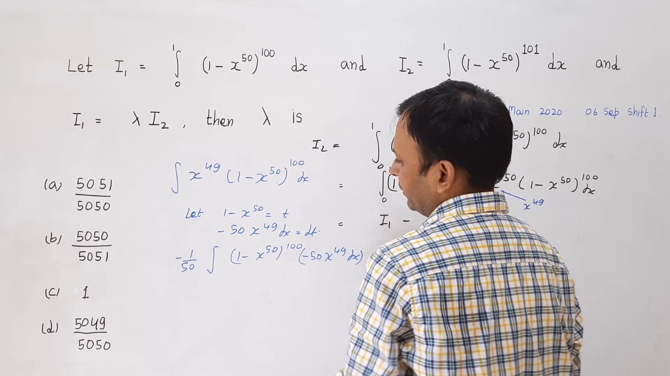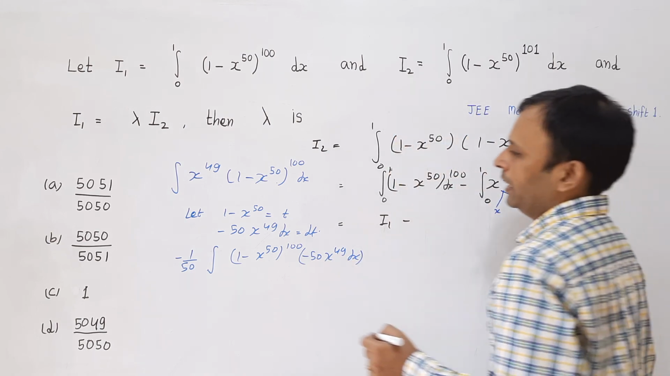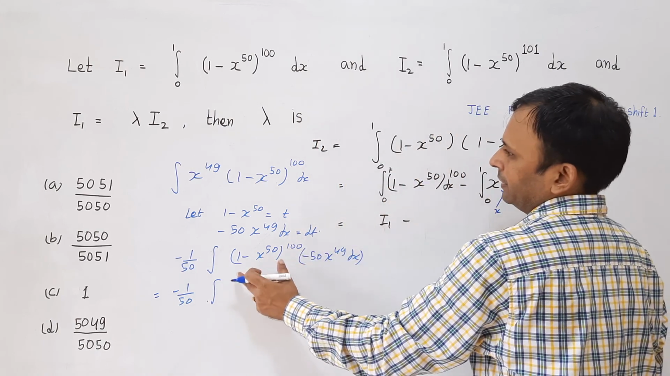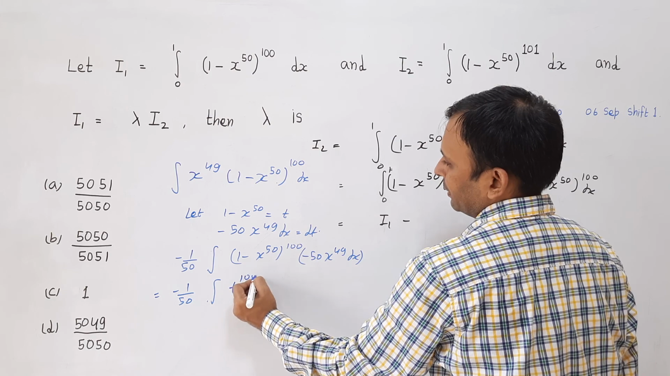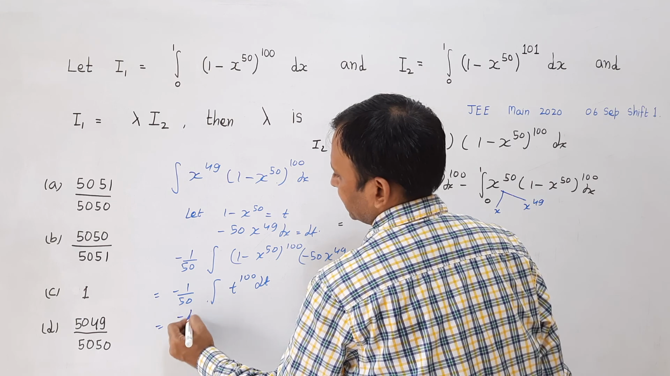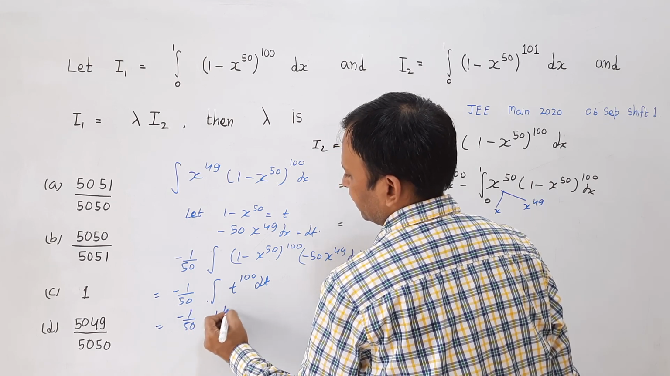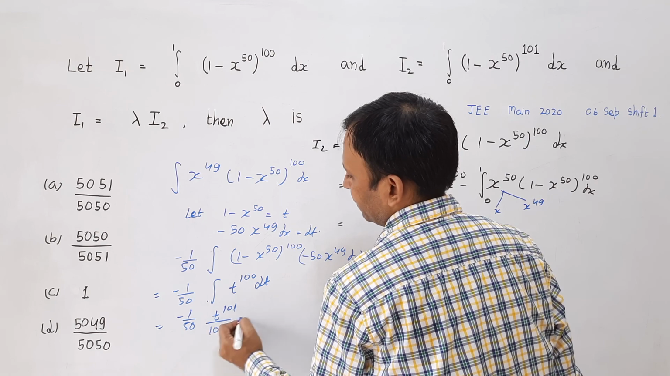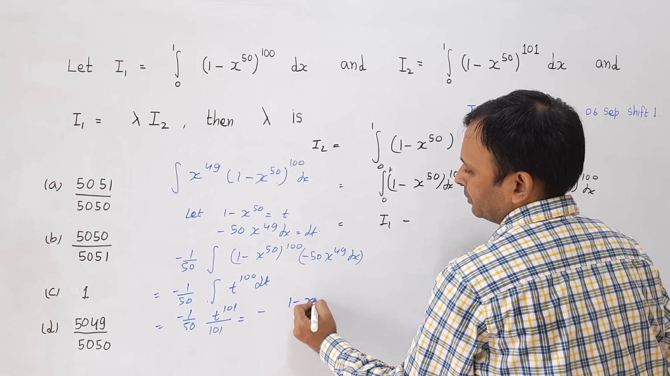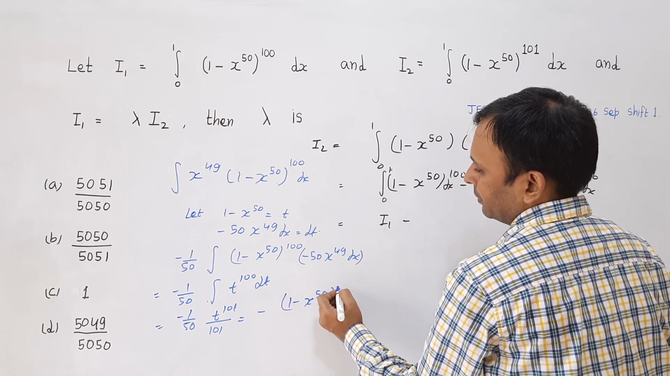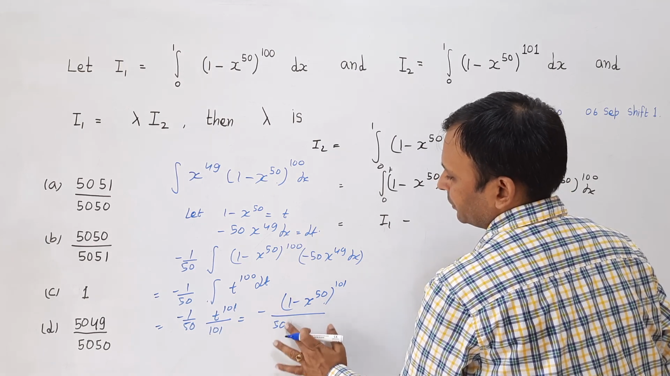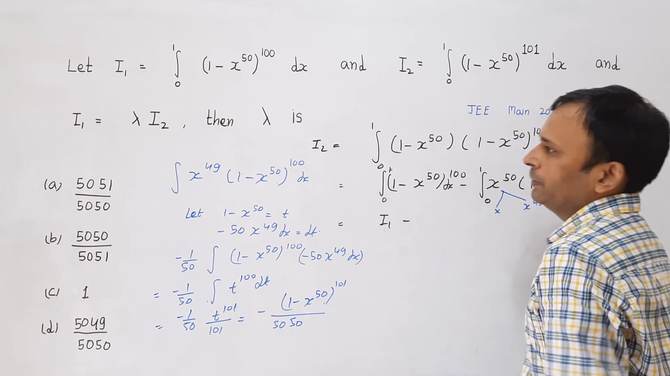This whole thing will become equal to dt. So I will write this integral as minus 1 by 50 multiplied by this, if I take it as t, so this becomes t to the power 100 multiplied by dt, which is equal to minus 1 by 50 into t to the power 101 divided by 101, which is minus of t. What is t? I have taken t as (1 minus x to the power 50) raised to the power 101 divided by 50 into 101, which is 5050. So this would be the integral of this part.